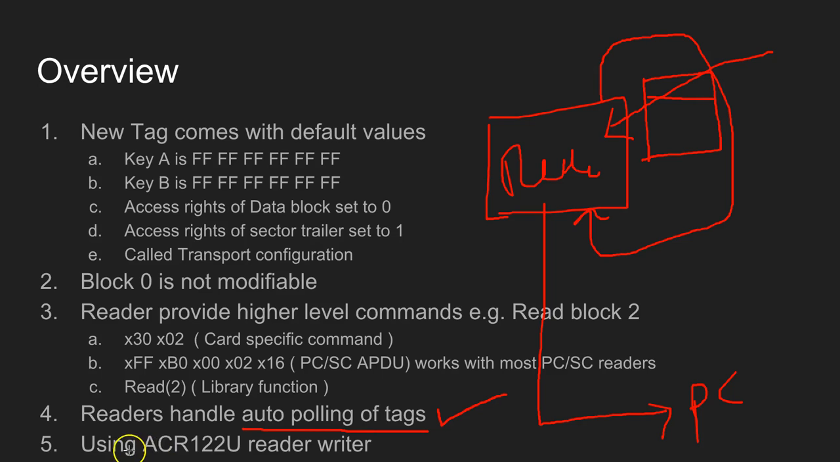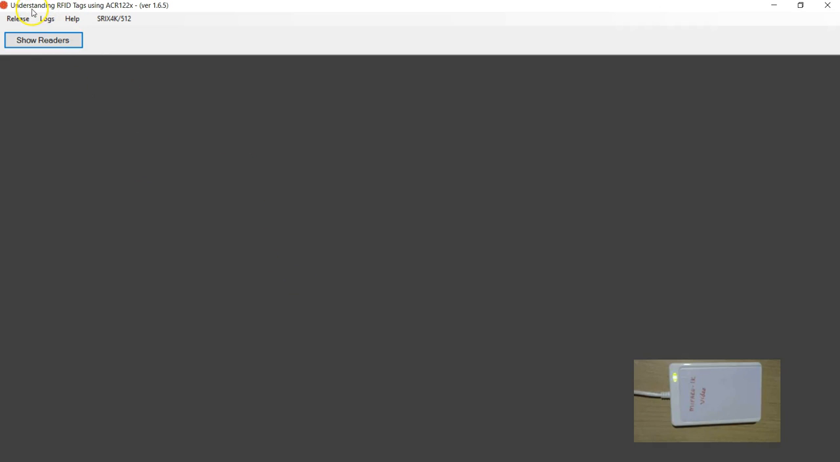So I'll be using the ACR122 reader writer. The reason I'm using this reader writer is that I have already got a learning software which is already working with the Mifare Classic tags, and there were no proper videos on using that software. So I've taken this opportunity to use that software. People who have got that software will find it very easy now by following these videos. I'll be using this software called Understanding RFID Tags using ACR122U.